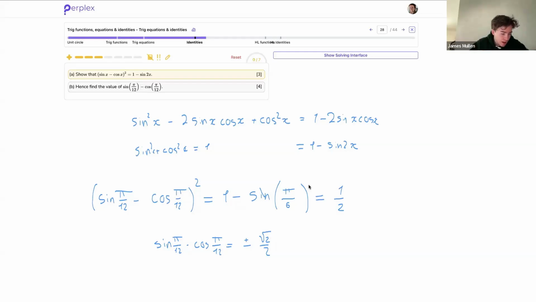And the question is, what do I do next? So now I have plus or minus root 2 over 2. Now, the question is, is it plus or is it minus? To think about that, we have to realize that pi over 12 is in the first quadrant, so sin and cos are both going to be positive. But pi over 12 is somewhere like here, because pi over 6 is here, which means that cosine, which is the x, is a lot bigger than sine, which is the y. So if I do sine minus cosine of pi over 12, I should get something that's negative. So I should have negative root 2 over 2. And that is my answer.